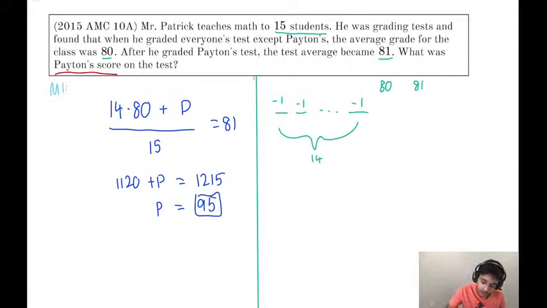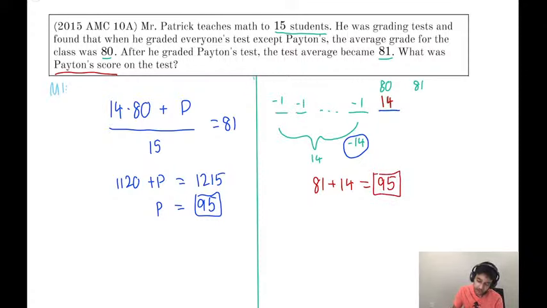So now, what must Peyton's number be in order to cancel out all these -1s? Peyton's number must be 14, because these all sum to negative 14. So in order to cancel it out, we must have Peyton's score be 14. So this must be 14. Peyton's score has to be 14 more than the average. So if the average is 81, Peyton's score has to be 81 plus 14, which is 95. So Peyton's score is 95 here.